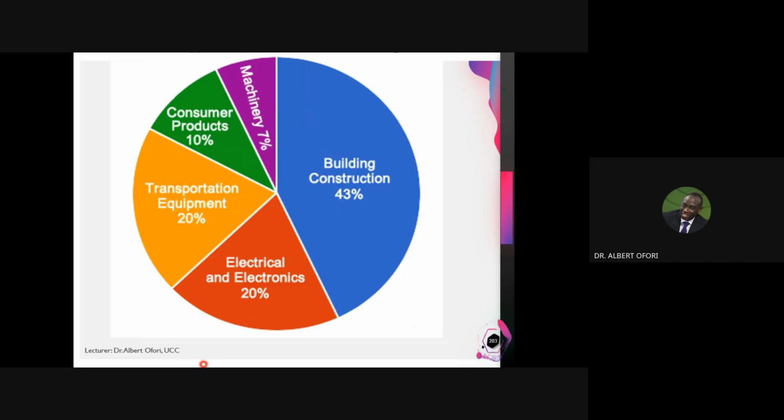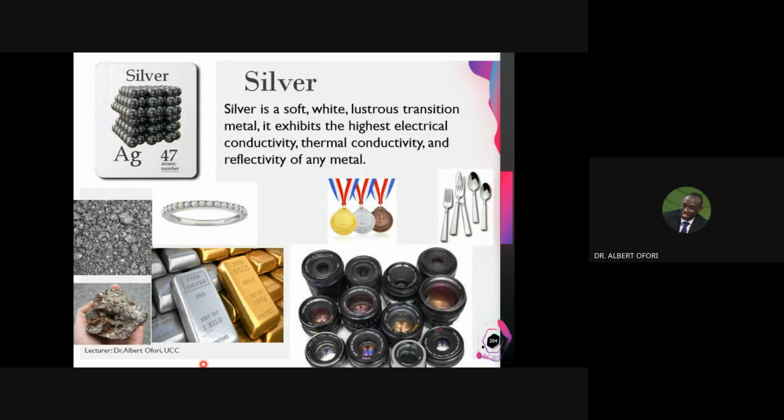Now, copper, we have the copper one and then the copper two as well. So that's the oxidation forms of copper. The next metal is silver. Okay, so silver is very soft, and white in color.